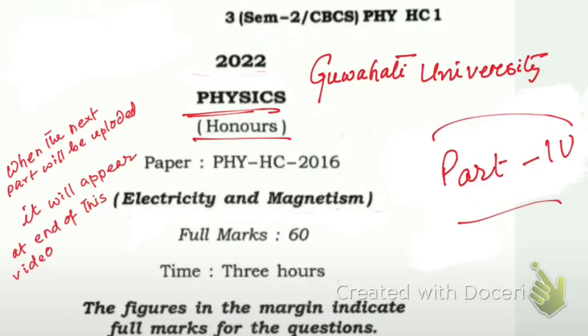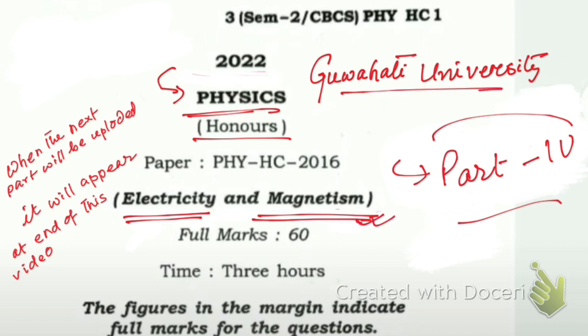Hello friends, this is part 4 of physics honors paper electricity and magnetism. This is the solution of this paper, electricity and magnetism of Guwahati University 2022 second semester.